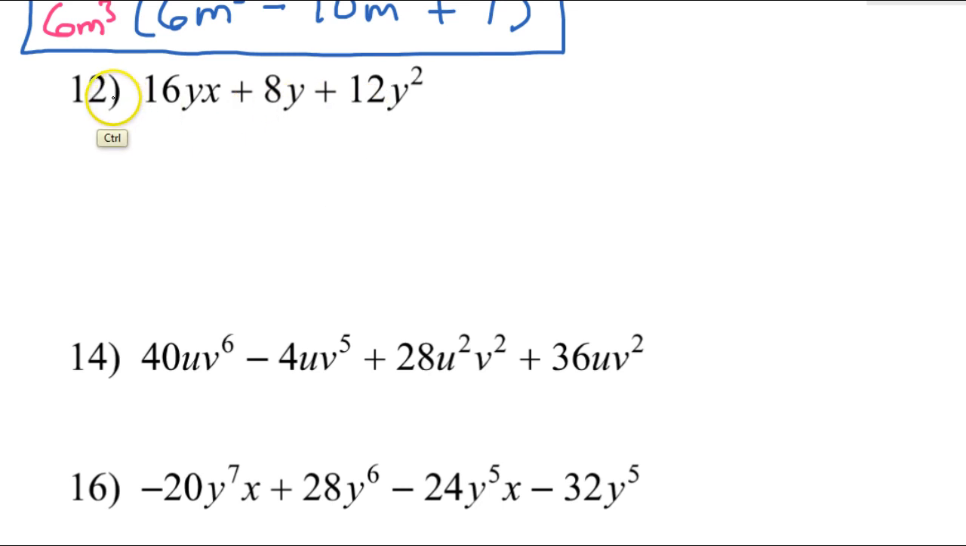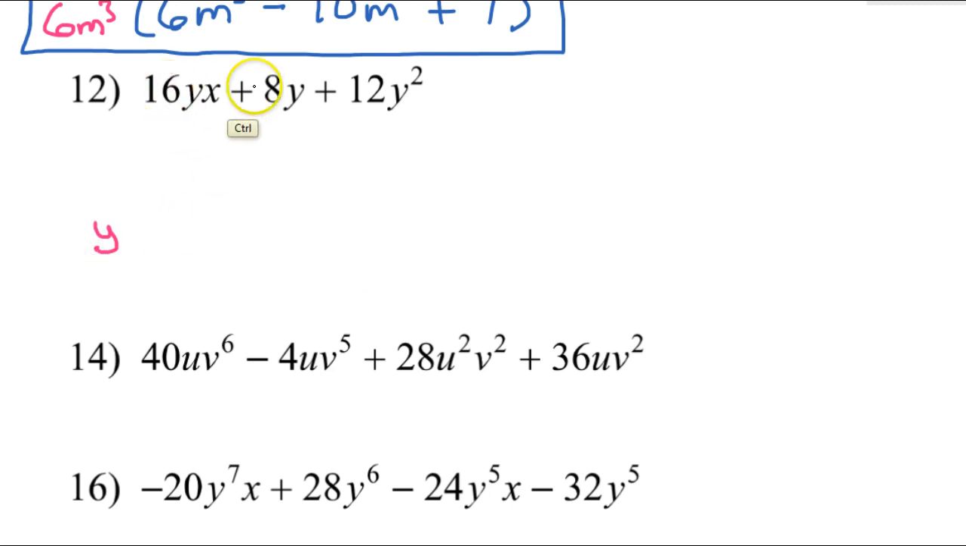Now, look at the variables. What variable do all of the terms have in common? Do they all have x's? No. These last two terms have no x's. Do they all have y's? Yes. Okay, they all have y's. Now the first two terms only have one y. So that's this smaller amount. So that's how many y's I can bring out. So the greatest common factor will include y.